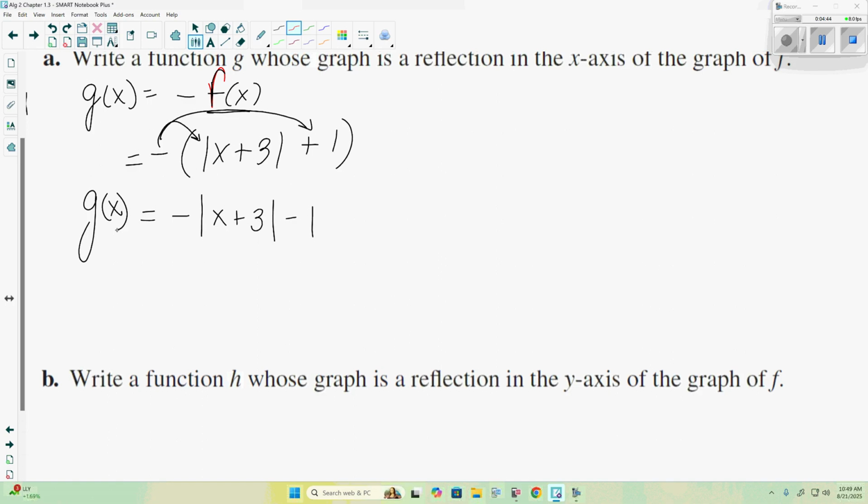Questions on what we just did? Questions? Because for this reflection across the x-axis, really we're just multiplying each of the terms by negative 1, and we're done. Questions on A?